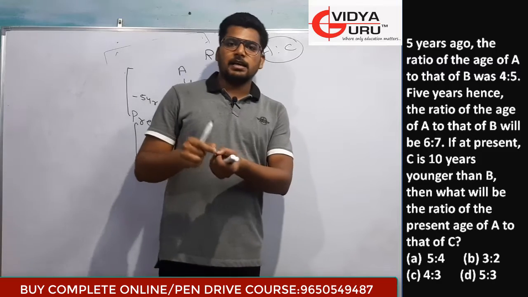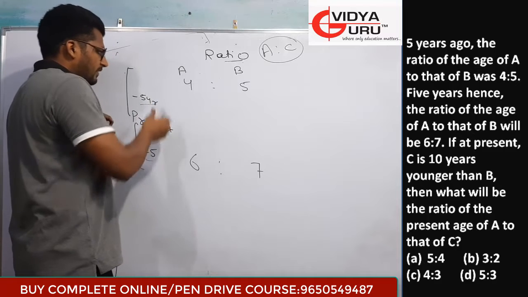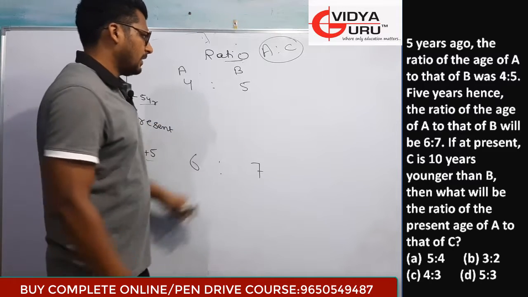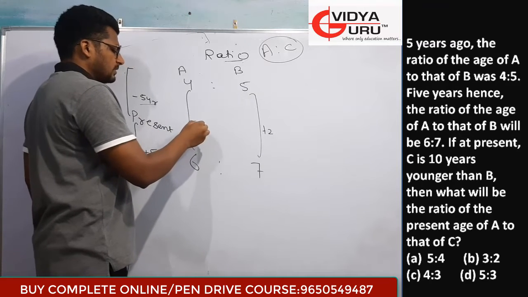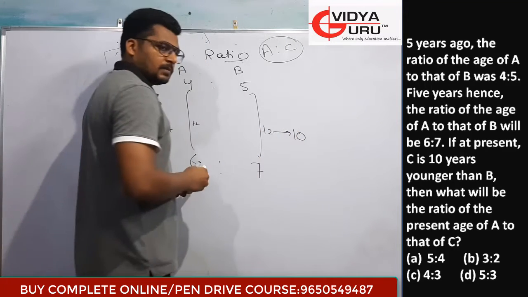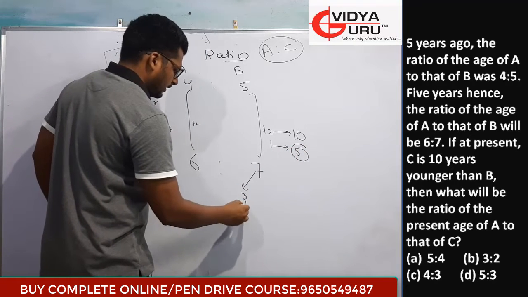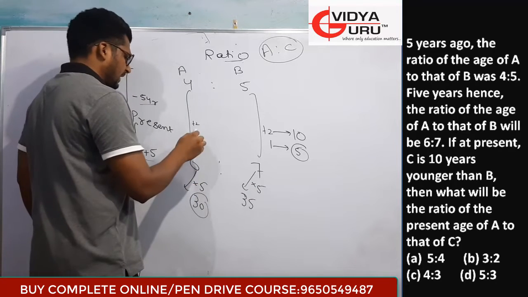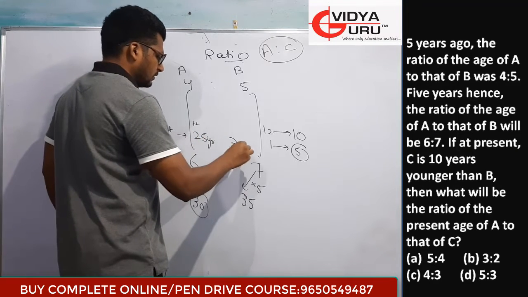C is 10 years younger than B. First we need to find the age of B. Between 5 years ago and 5 years hence there is a total gap of 10, and here also the total gap is 10. So the gap is already similar. 5 plus 2 is 7, and 4 plus 2 is 6. So we will just compare it. The value of 2 is 10, then the value of 1 is 5. Then his age here will be 35, and here 30. What will be the present age? 5 years back he will be 25, and now 30 years.